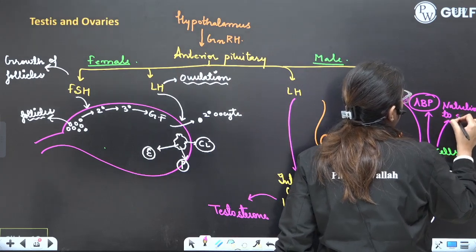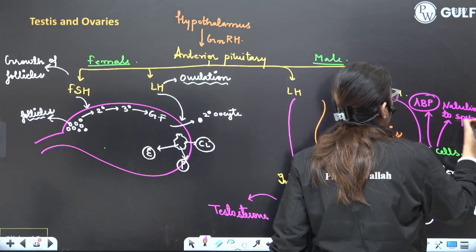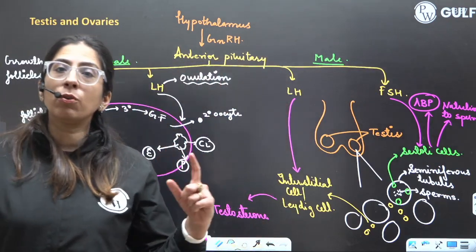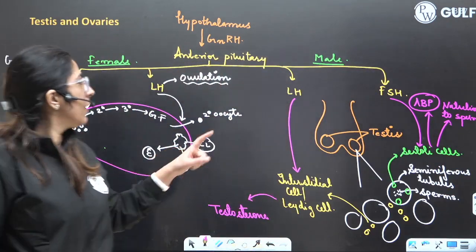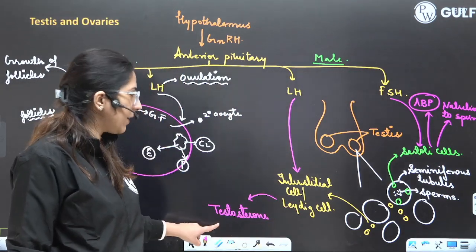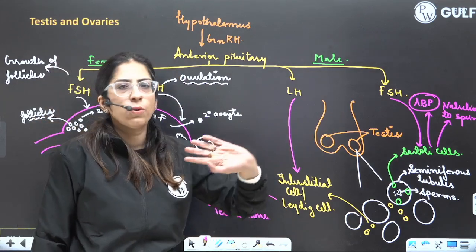So ultimately, their role is formation of sperm. Testosterone also helps in the formation of sperm, but the role is different. So how can you remember? L for Leydig cell, L for LH, L acts on the Leydig cell. And it helps in synthesis of the testosterone. So hope this point is clear.